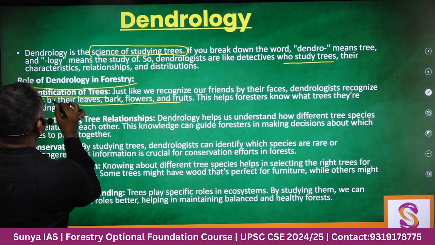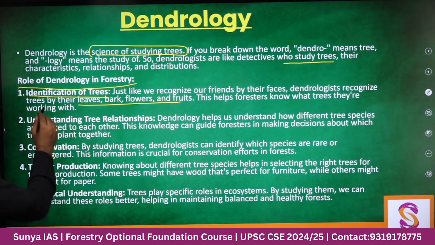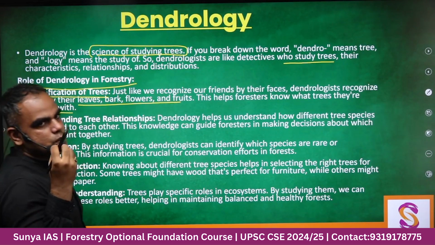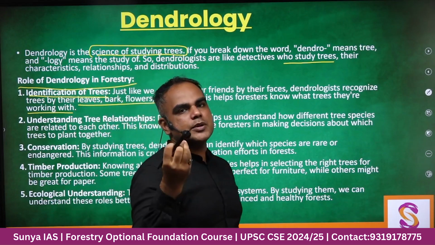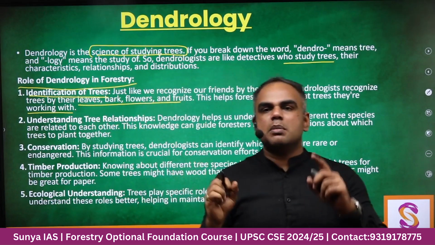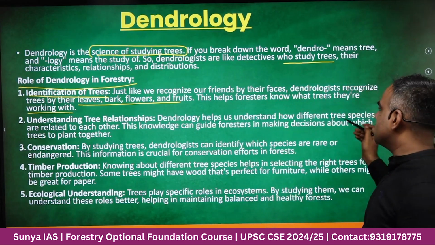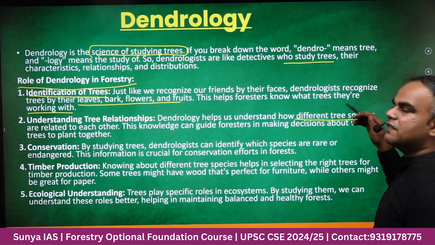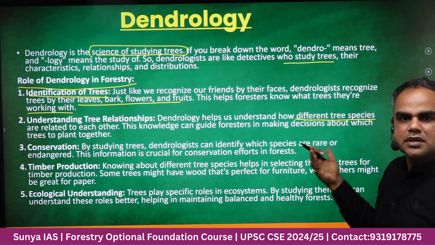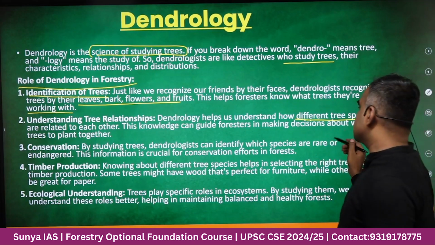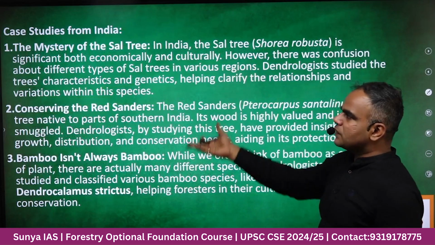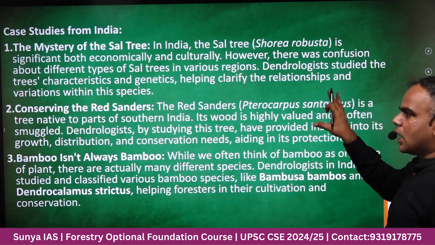So basically dendrology first of all helps you to know what the trees are. You see the flower, you see the bark, and you see other attributes of it. So number one, that is going to help you. Then it also helps you understand tree relationships: how different the tree species are, how they are interacting, etc. All of this can be known, and I will also give you examples.